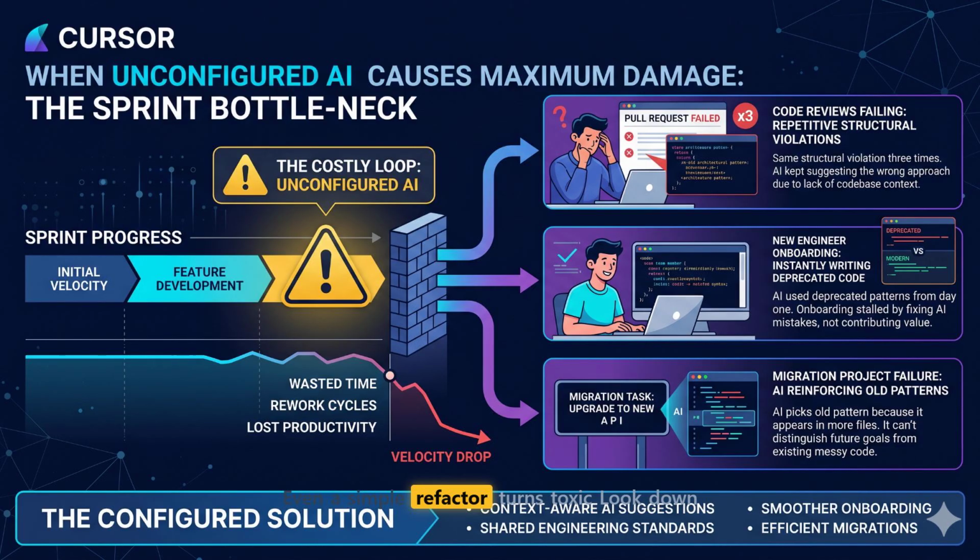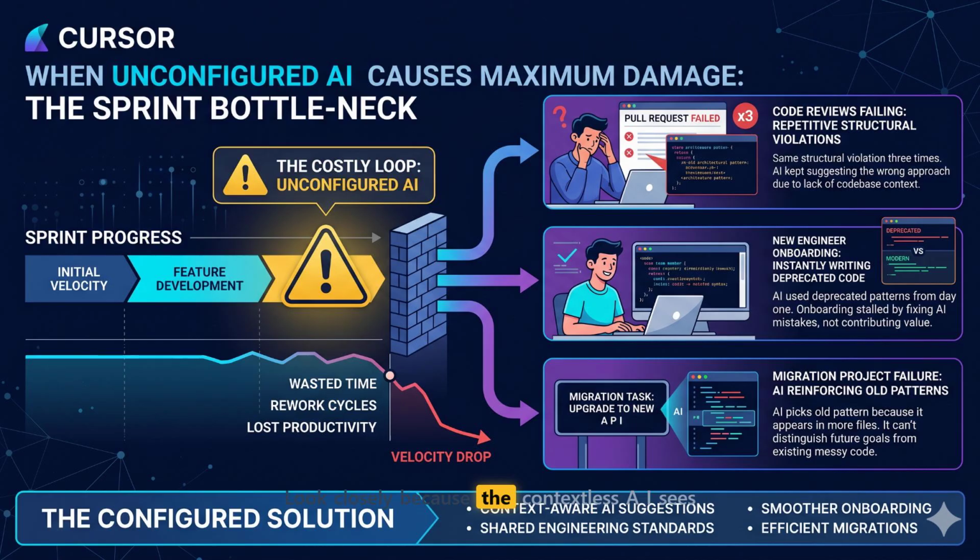Even a simple refactor turns toxic. Look down to the migration task labeled migration task. Upgrade to new API. We are trying to swap from the old V1 client to the new V2, which only exists in 10% of the code base. You ask your assistant to rewrite the endpoint, and it helpfully suggests the deprecated V1 pattern.